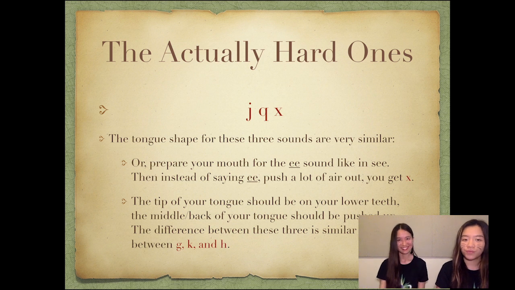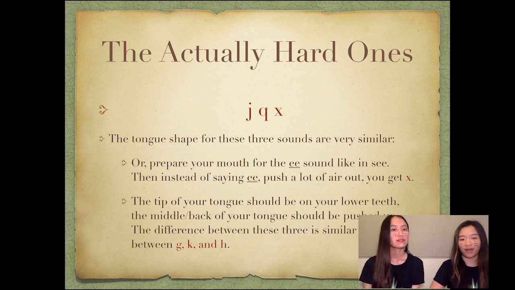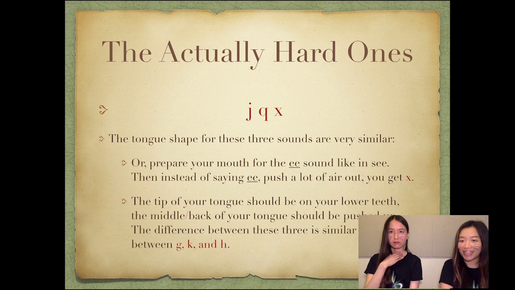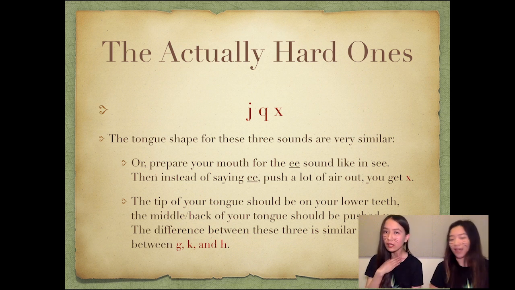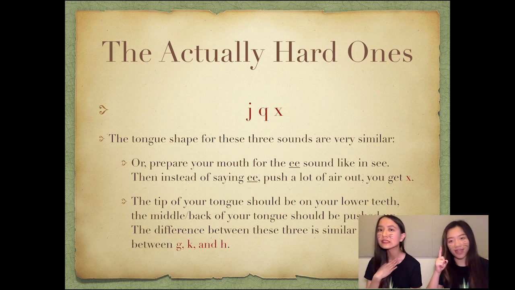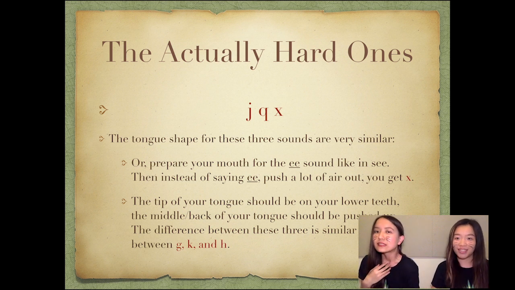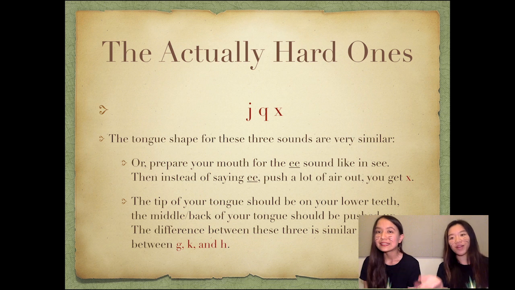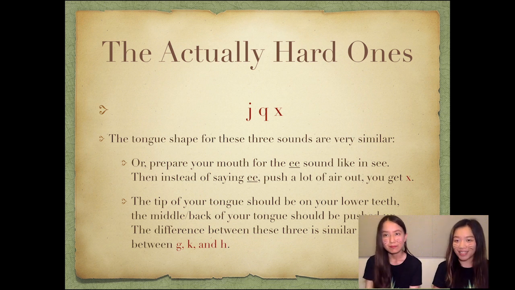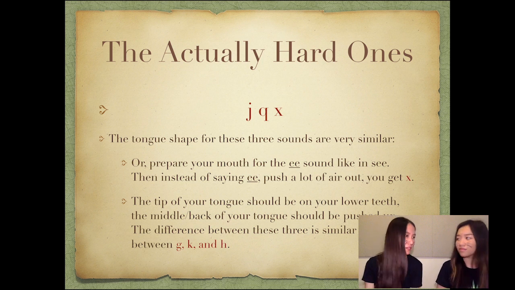So, to start, you prepare your mouth for the sound like E. The tip of your tongue should be on your lower teeth, and the middle and back of your tongue should be pushed up. And then instead of producing a sound, you just push some air out. And there you go, the X. It's not an S, it's a different sound. I hope they can tell the difference.